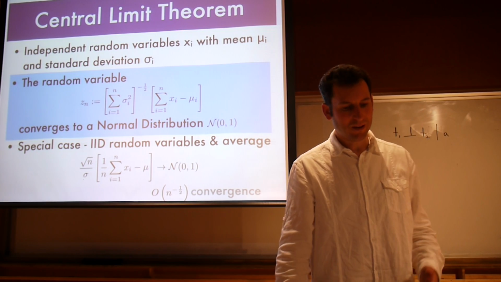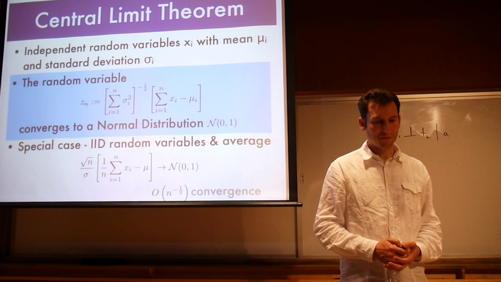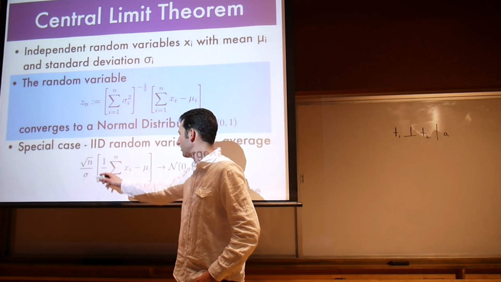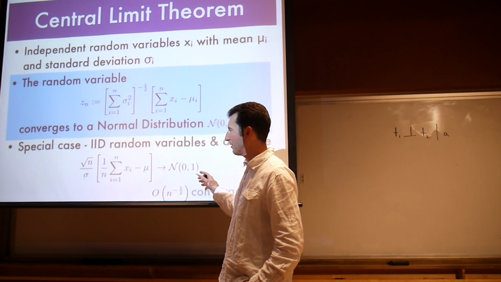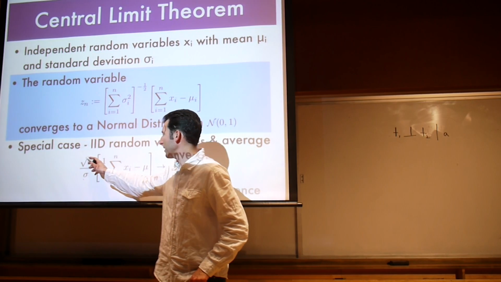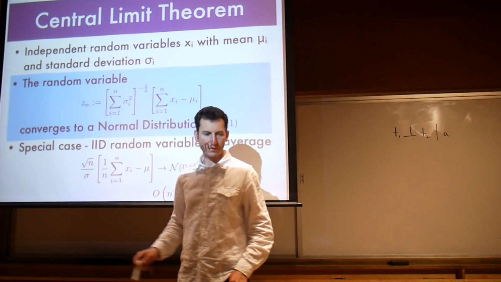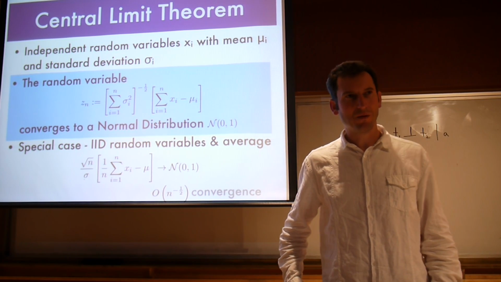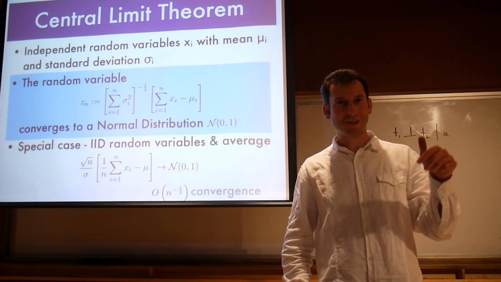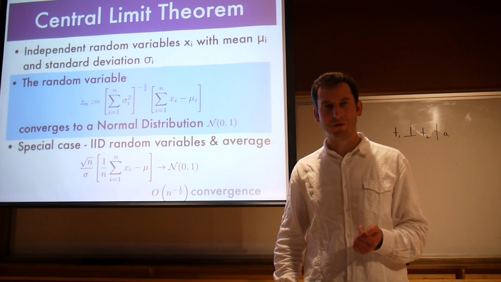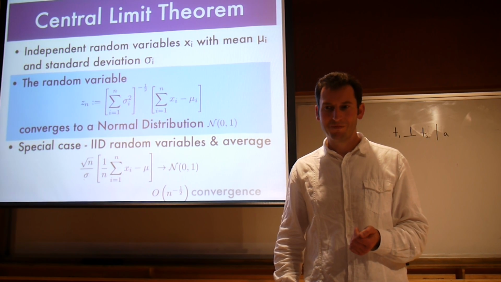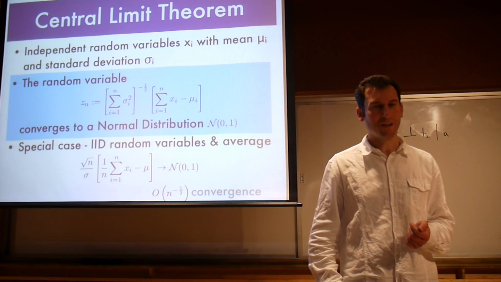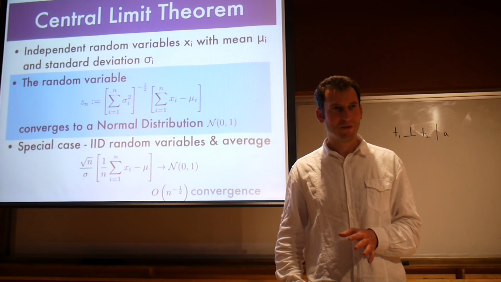So if we have IID random variables and we take a simple average, it means that this quantity here is normally distributed. And that tells me the rate at which it converges. In other words, we get an order 1 over square root sample size convergence to the truth. This sounds quite innocuous, but it actually means that a lot of things are really hard in estimation.